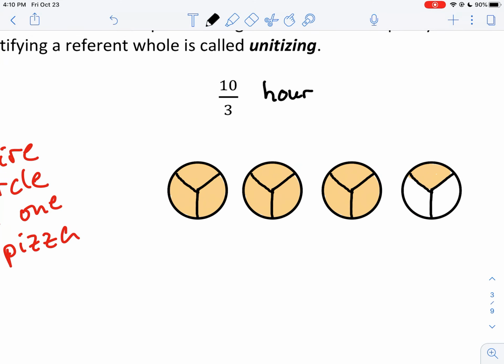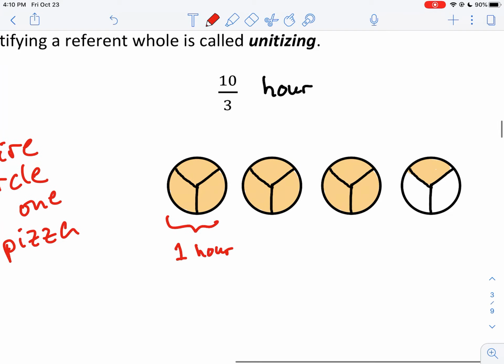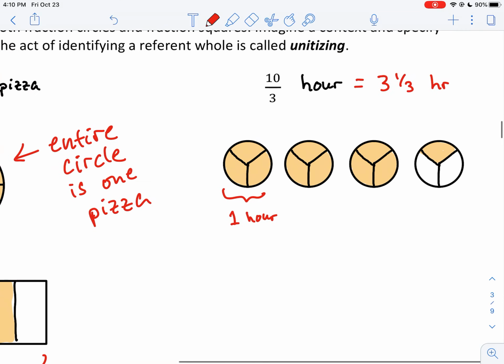Now each circle itself represents 1 hour. And what's shaded represents 10/3 hours. Or you can also see that it's going to be 3 1/3 hours, right? We'll talk more formally about mixed numbers here in just a moment, but 3 1/3 hours is the same thing as 10/3 hours.